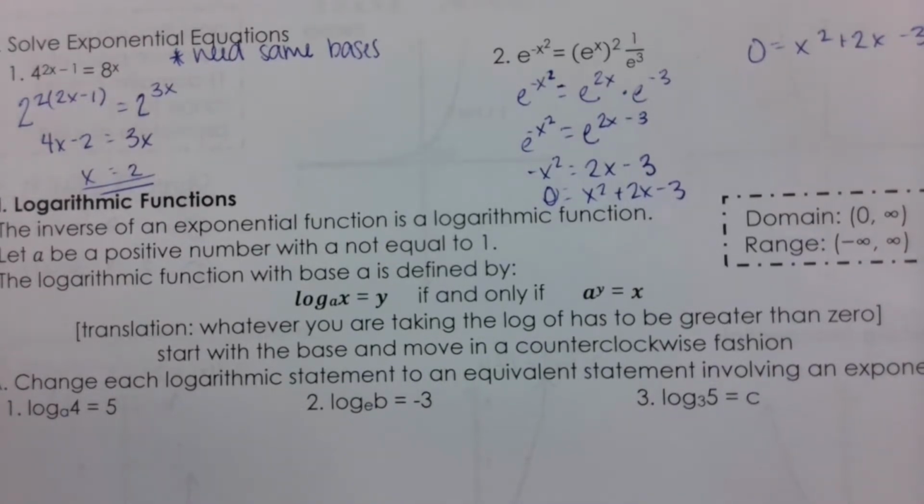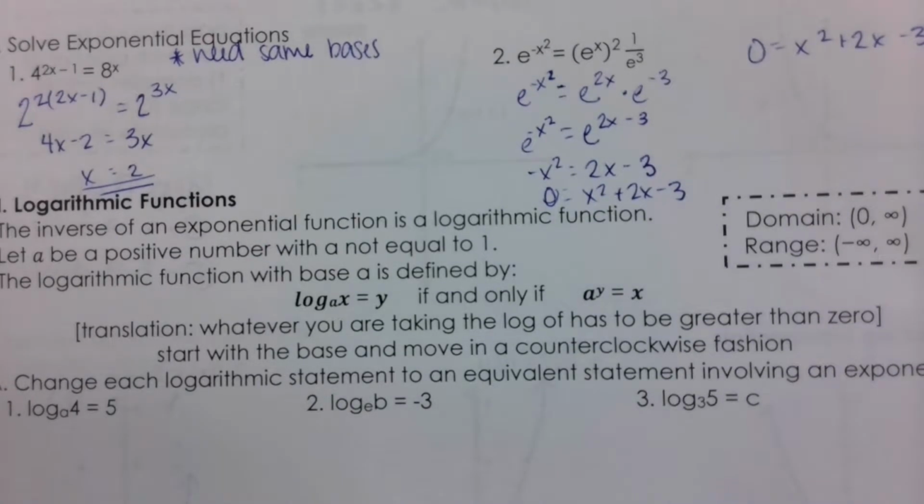Move it over the graph. We should do what? Add the x squared over, so you're going to have 0 equals x squared plus 2x minus 3. And how do we solve that? Graph. No.